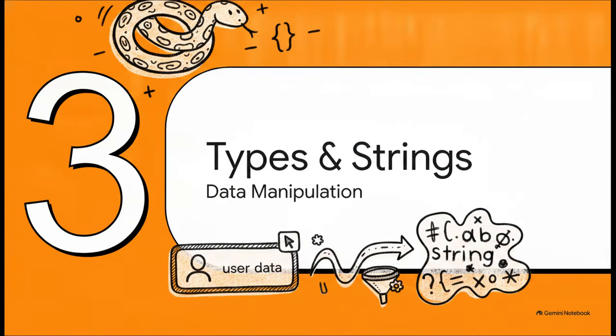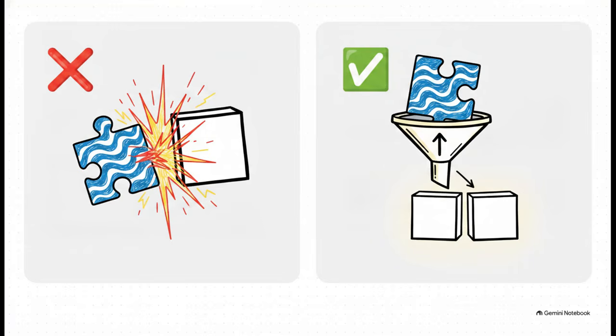Okay, on to section 3, type conversion and strings. Let's clear up a super common beginner hurdle right now. A classic trap happens when you try calculating someone's age. You ask the user for their birth year, try to subtract it from the current year, and bam, the program crashes. Why does that happen? Well, it's because the input function always hands you back a string of text. You literally can't subtract the word 1990 from a number.